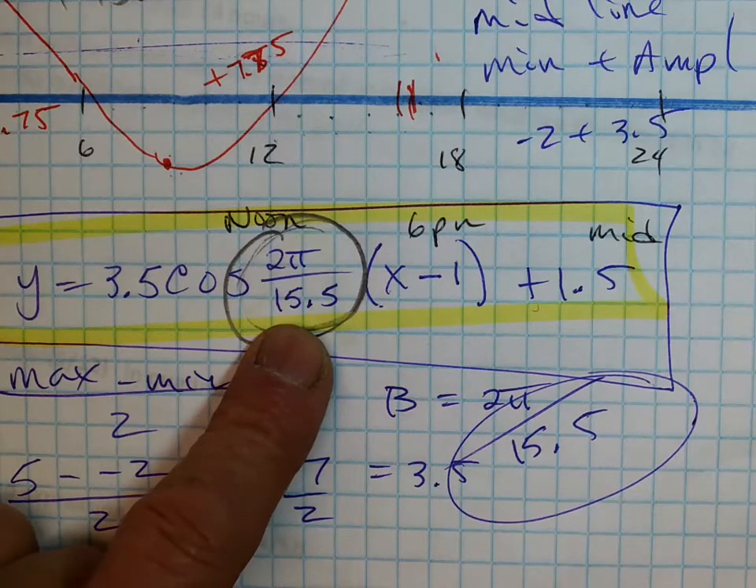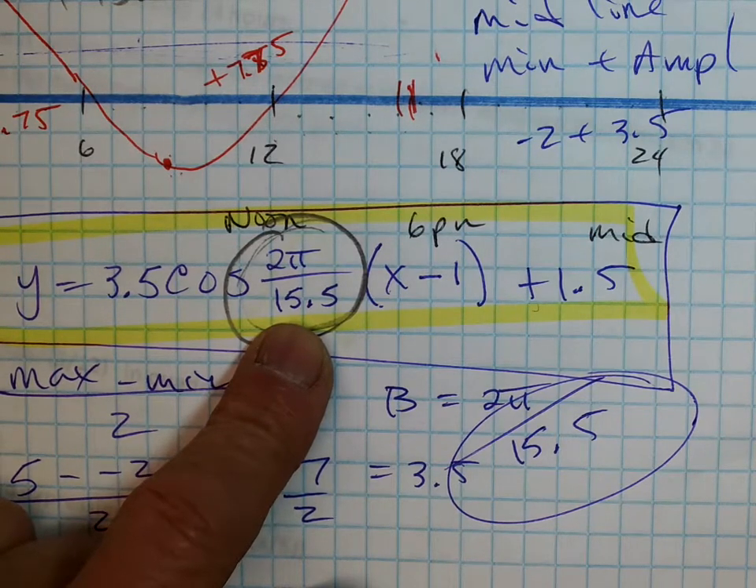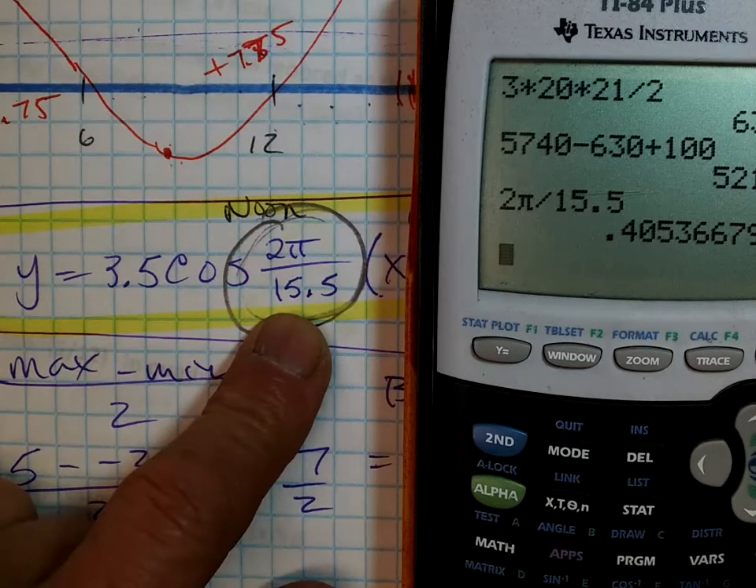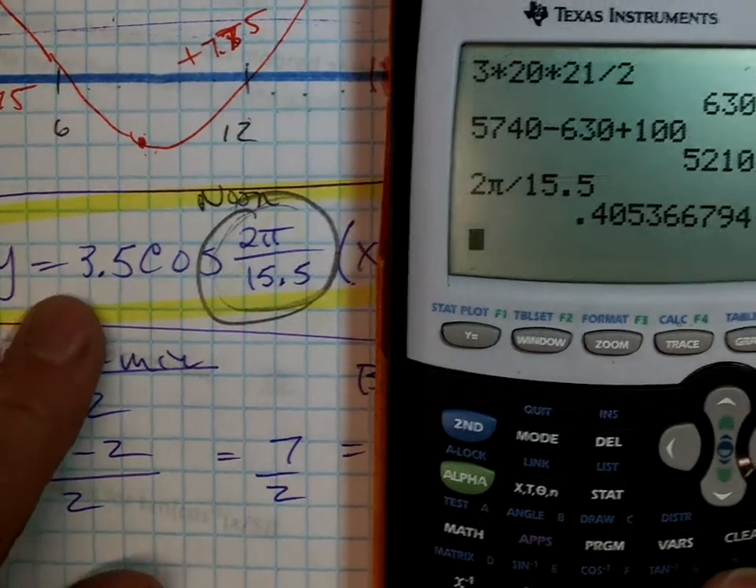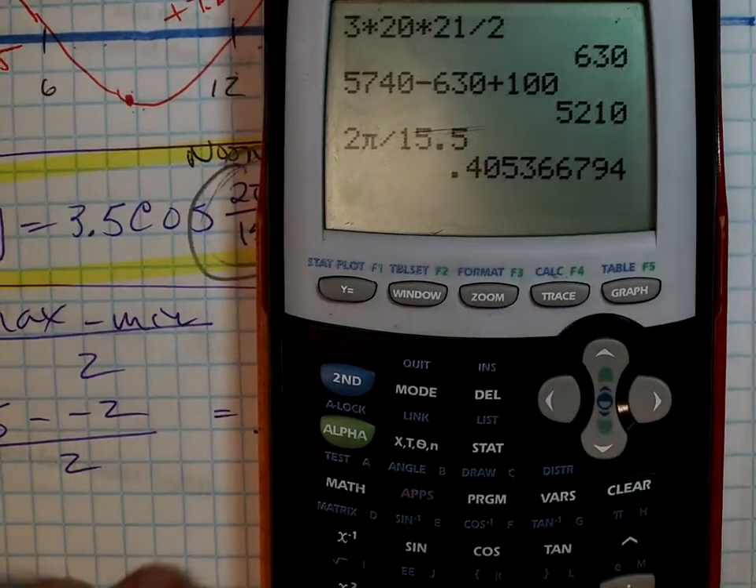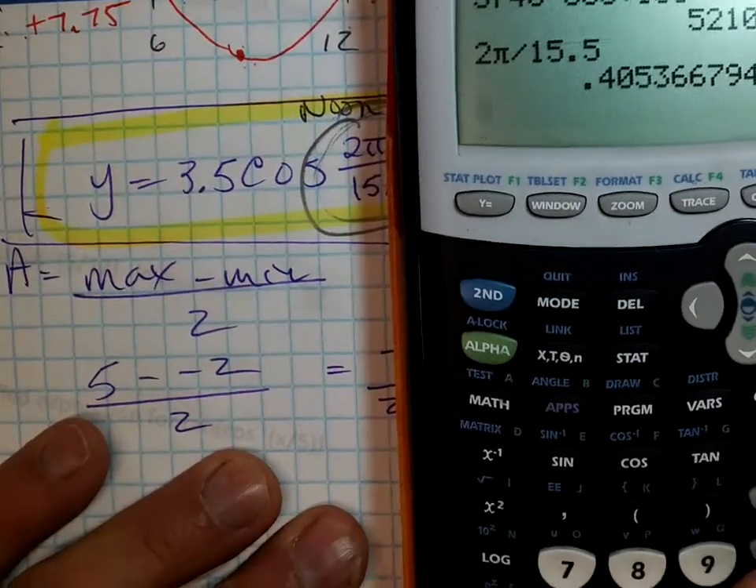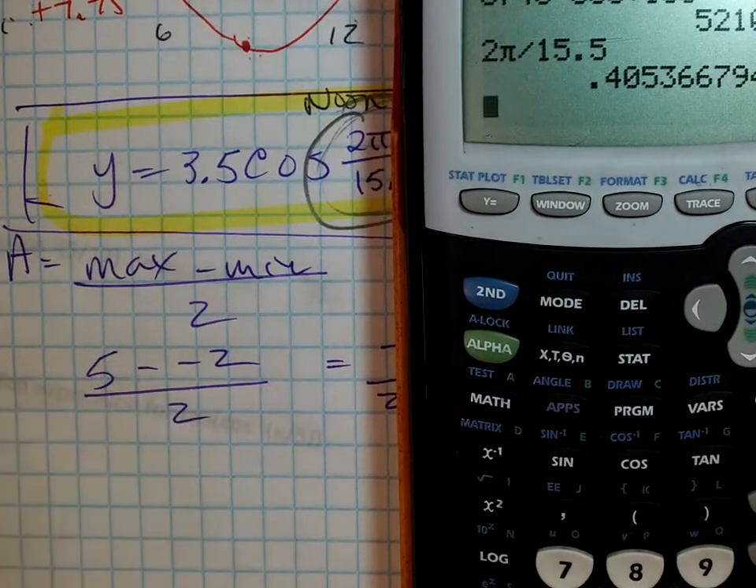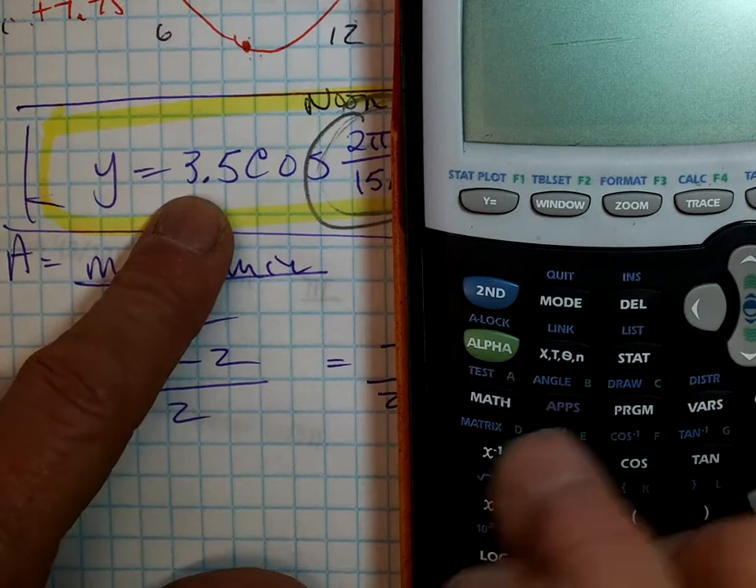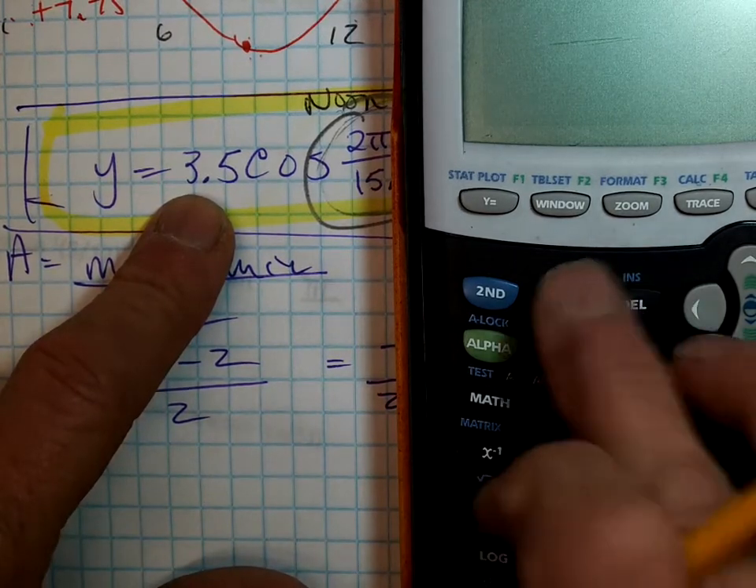What is 2 pi divided by 15.5? I got it. It's 0.405. So that number is a decimal equivalent to that. So to make it easy, watch me put it in my calculator. Let's see if I can scoot in so you guys can see this. Come on, we're going to get new screens someday. I'm going to clear. You ready? 3.5 cosine. Oh, am I in the right mode? Oh, yeah, good.